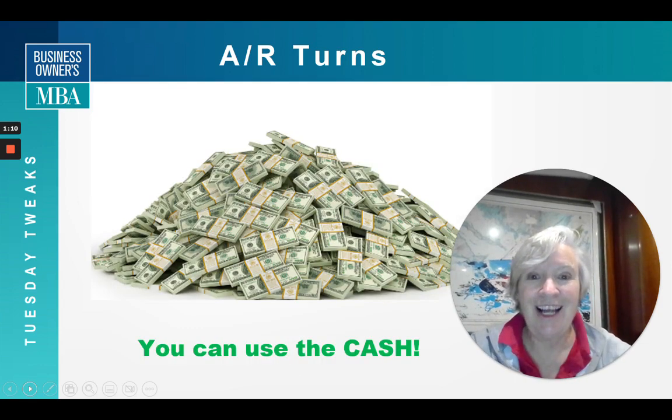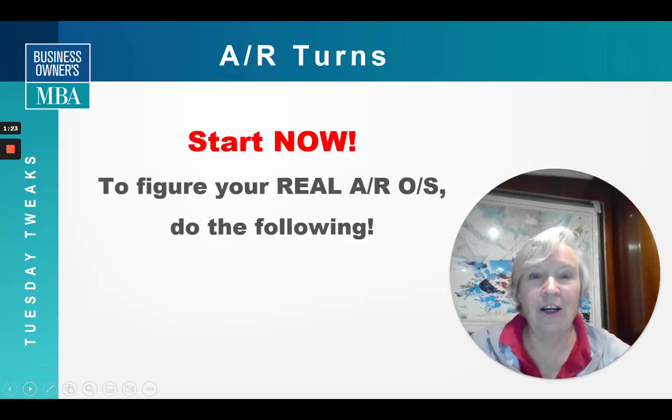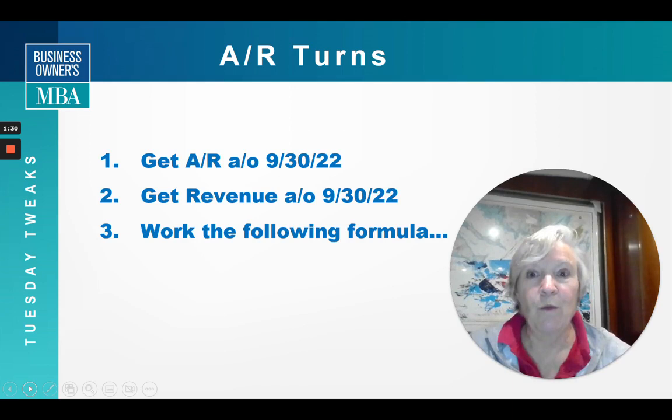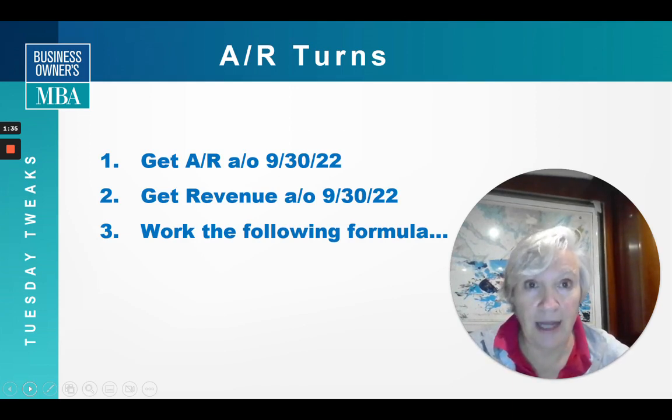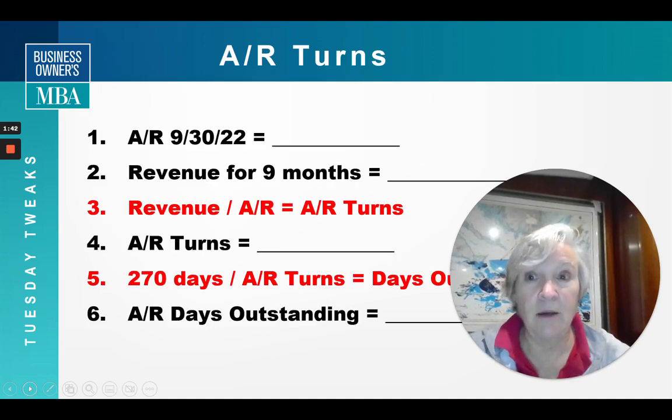But first, let's find out what your actual accounts receivable turns are and how long it is taking you to collect your accounts. So there's a couple of calculations that you have to make in order to figure this out. We're going to start with your accounts receivable for the end of third quarter, 9/30/22. And we're going to get the revenue number for 9/30/22. Then put that in number 1 and number 2.